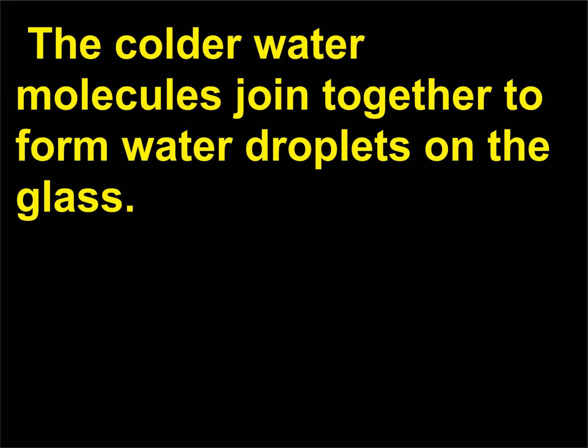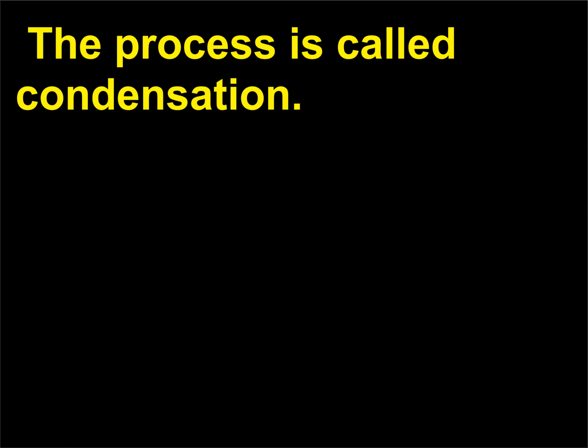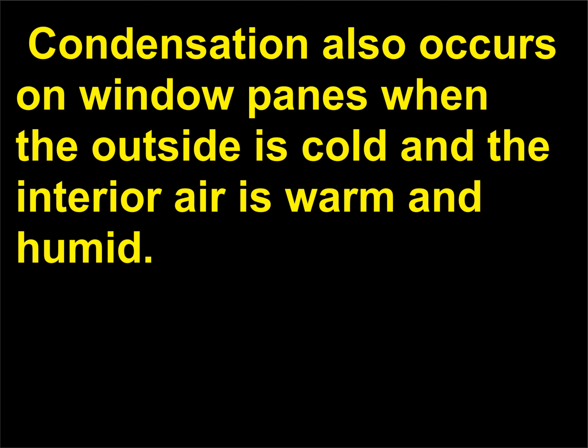The colder water molecules join together to form water droplets on the glass. The process is called condensation. Condensation also occurs on window panes when the outside is cold and the interior air is warm and humid.